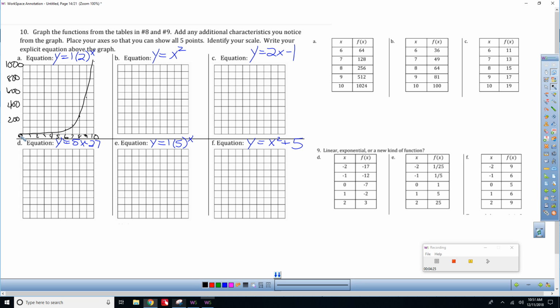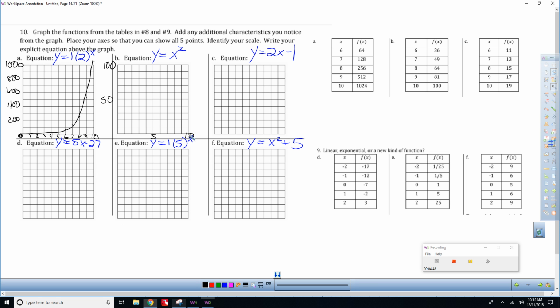All right, for B, I get y equals x squared, 6 comma 36. Looks like I got to get to 100 this time. So I'm just going to put a 50 here and 100 there. That tells my audience that each step is worth 10. I'm going to put a 5 here and a 10 here. That tells my audience that each step is worth 1. Okay? And then I just put them in.